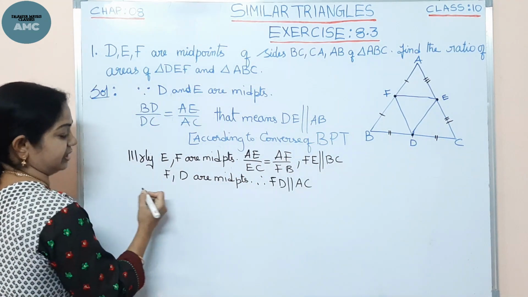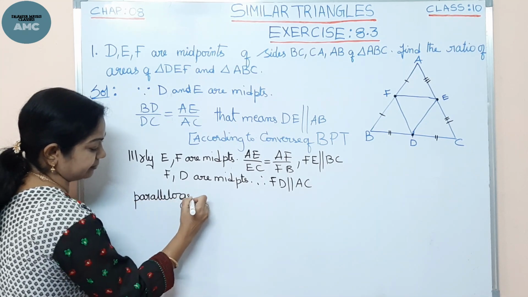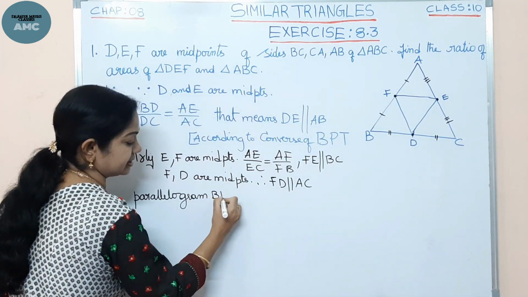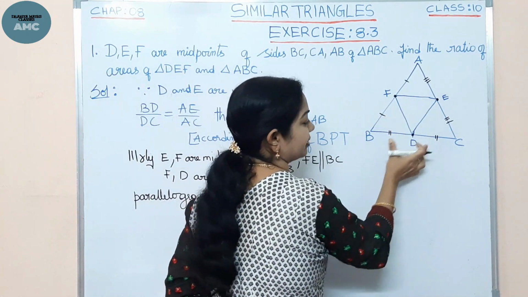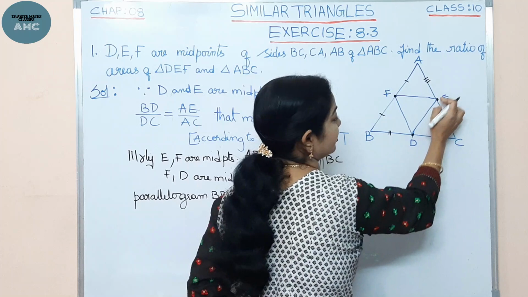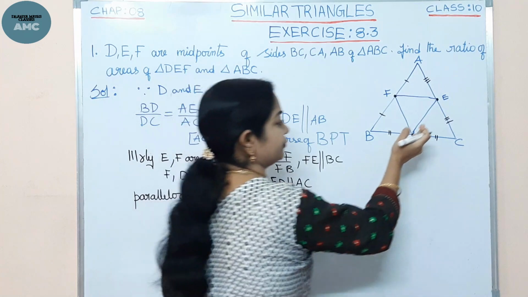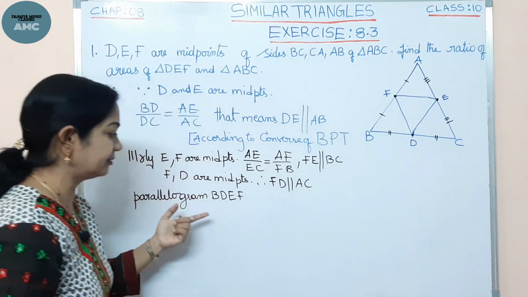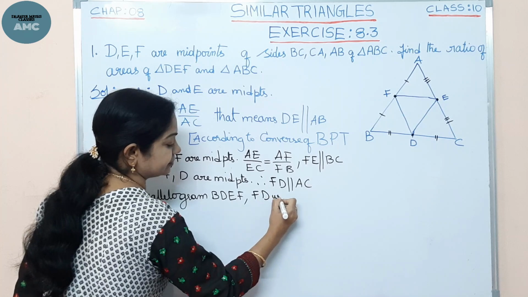Now clearly, you can see the parallelogram here, BDEF. BDEF is a parallelogram because we proved that this is parallel to this side, and also these are equal. In a parallelogram, the opposite sides are parallel to each other. So we got DE parallel to this side, FE parallel to this side. So this forms a parallelogram. In the parallelogram BDEF, FD is the diagonal.